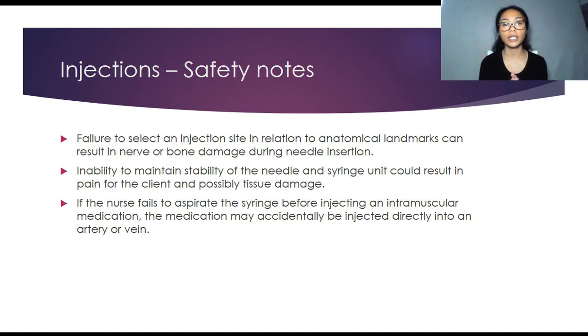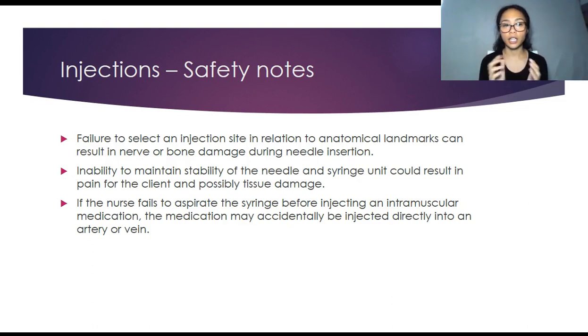So, some safety notes about injections. The inability to administer injections correctly can have negative consequences. Failure to select an injection site in relation to anatomical landmarks can result in nerve damage or bone damage. It can also result in failure to administer the medication into the correct tissue. For example, you inject a medication intramuscularly but it was intended for the subcutaneous route, or you inject a medication intramuscularly and it was inadvertently injected into an intravenous route.